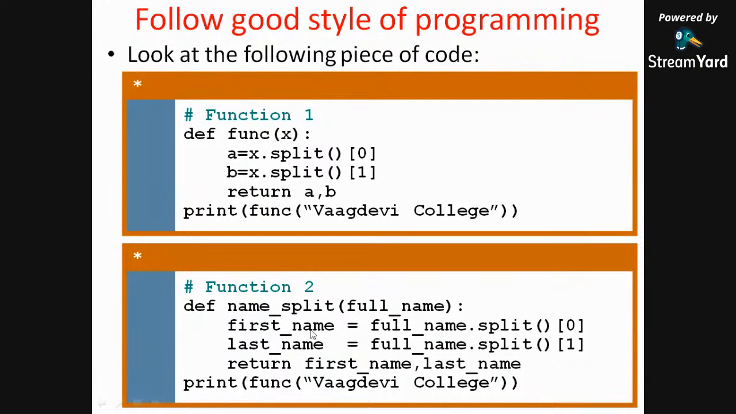Then first name is equal to full name dot split of 0, and last name is equal to full name dot split of 1. Then return first name comma last name. Now you can easily understand the code of this function. That means if you use meaningful names for functions and variables, then others will easily understand what your function is going to do and what this function is defined for. When you call this function Vagdevi College, people easily understand this.